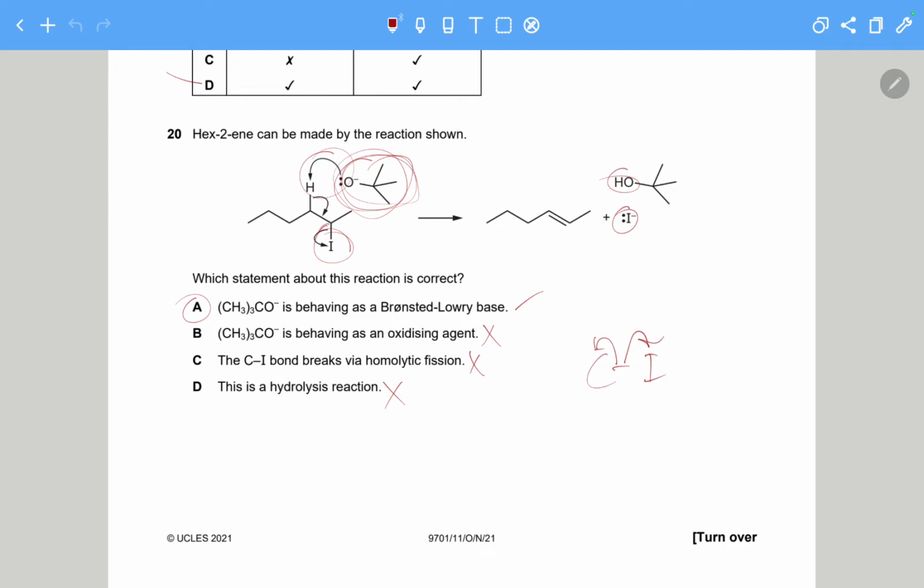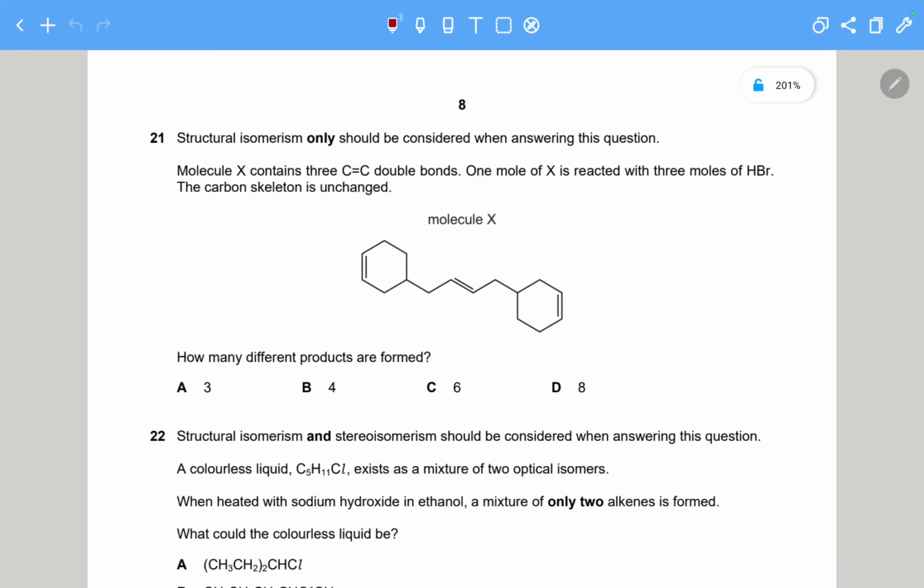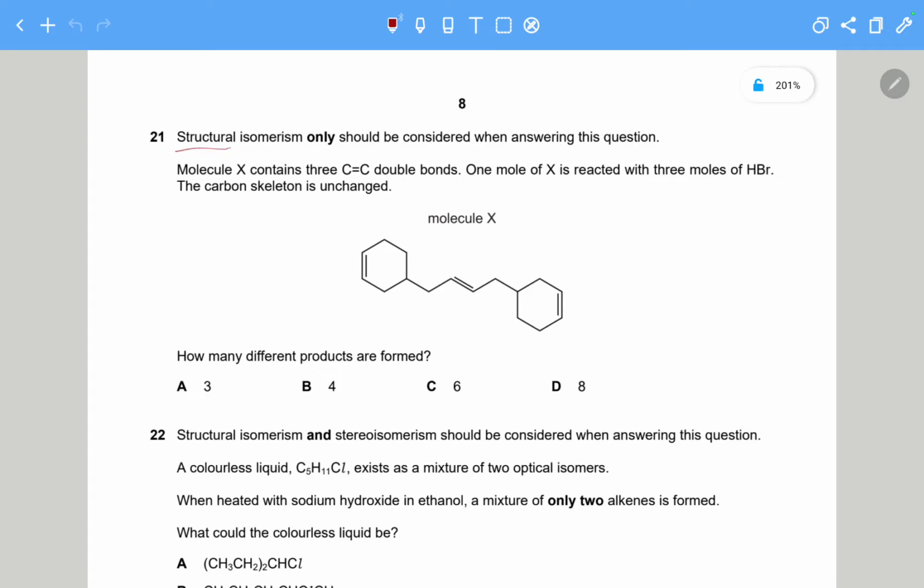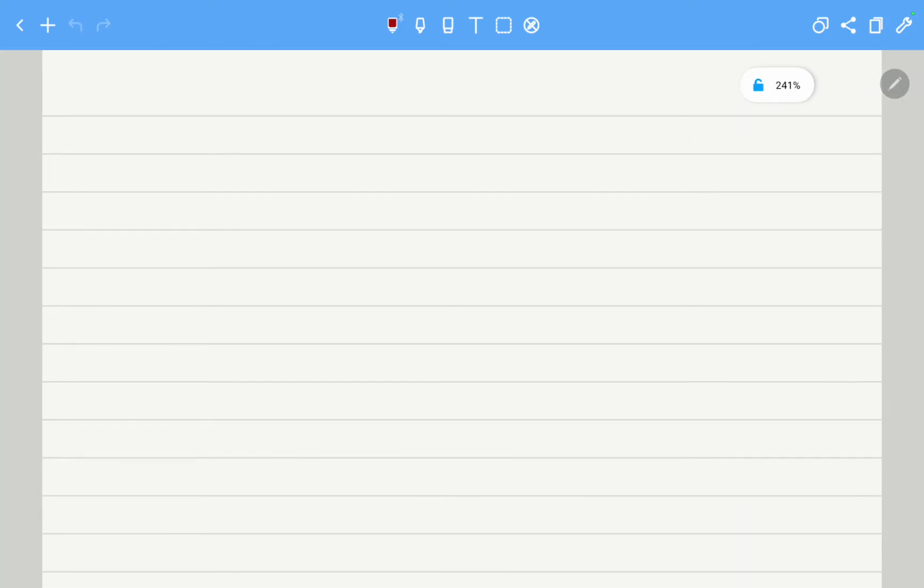So next question, question 21. Structural isomerism only should be considered when answering this question. So don't consider anything else. Molecule X contains 3 carbon-carbon double bonds. 1 mole of X is reacted with 3 moles of HBr. The carbon skeleton is unchanged. How many different products are formed? So you should work for this question on the blank page. Now let's add a page over here because I can't skip to the blank page. Now let's draw out this molecule.